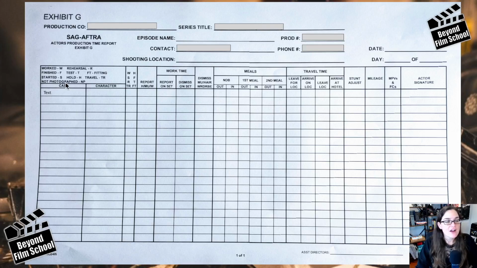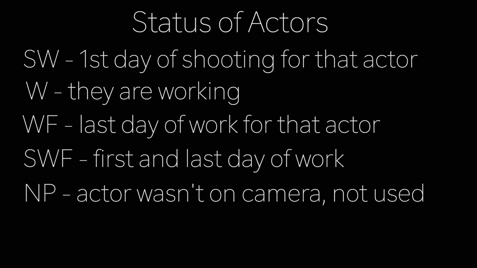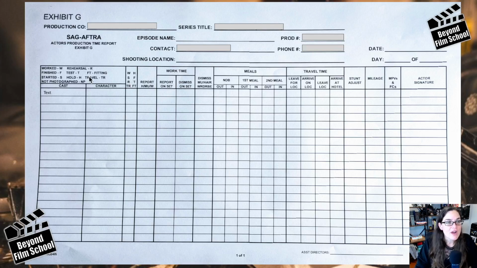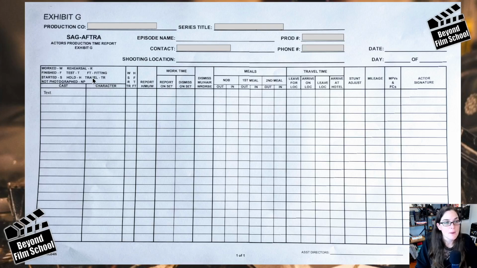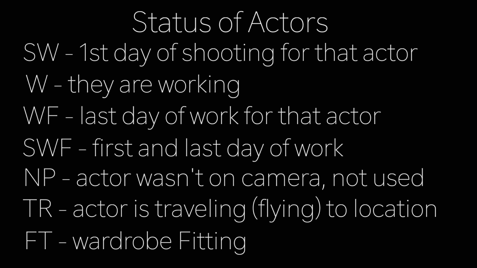Okay, so not photographed. This happens sometimes when an actor gets brought in, maybe a stunt performer, or we just didn't get to their scenes. Either way, they were brought in, they got hair and makeup ready, and we never got to them. They were never photographed. You put NP in there. Travel means they are traveling for the day. So if they are traveling to you, they get paid for that day. So TR is going to be put in there. They're going to have fittings with wardrobe. That gets put in there.